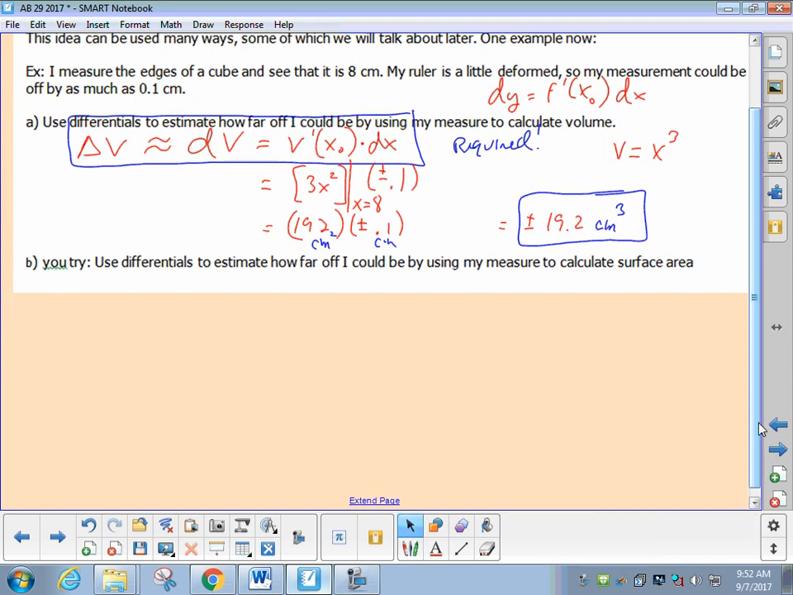Same cube, same starting point, same error, but this time you're trying to figure out how much could your surface area be off by. Last class, I was happy with the calculus. I was so woefully sad about the geometry. Had a lot of people say the surface area of a cube is 4x squared. That makes me want to leave.